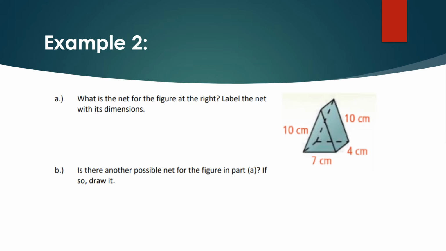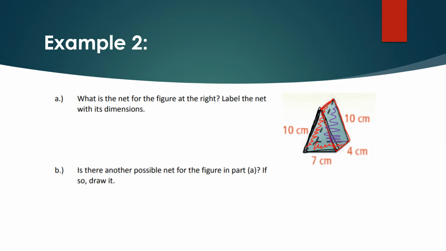Here in example 2, they're asking what would the net be for the figure at the right. So if we take a look at this, we've got a triangular prism. We've got a triangle, and they just elongated it. So while I have a triangle here on the front-facing side, as we move back, these are just rectangles. This shaded side here is a rectangle, and the base is a rectangle. And then the back is going to be another triangle. So I'm really looking at three rectangles with two triangles.